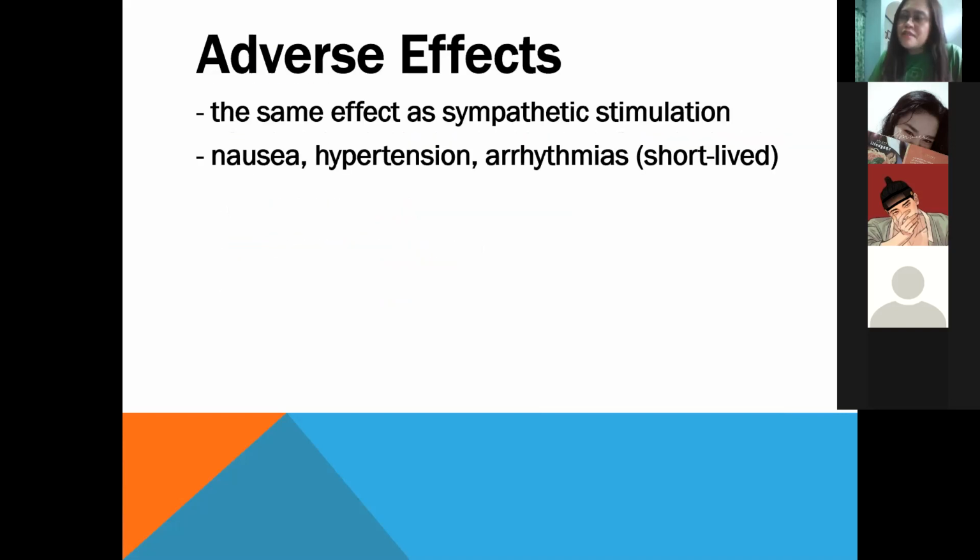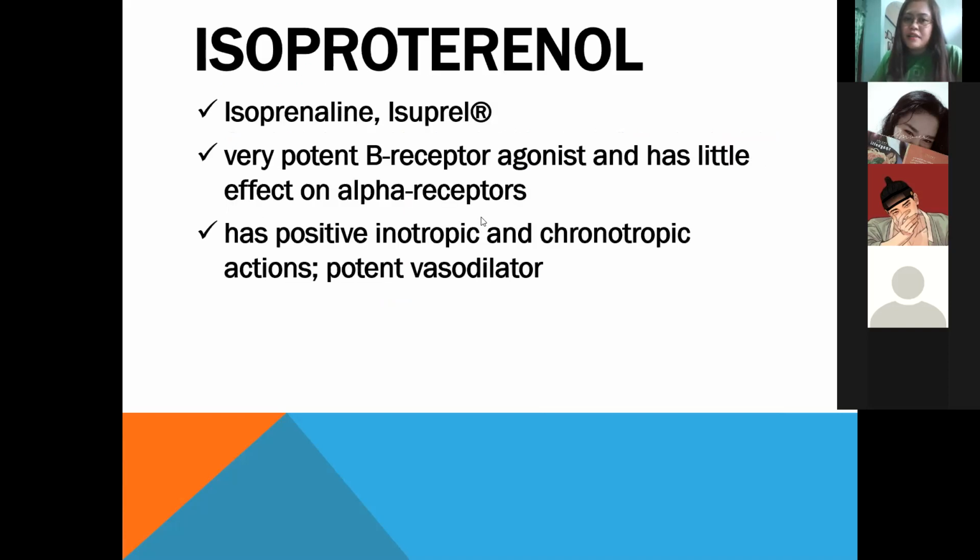Adverse effects similar to epinephrine and norepinephrine. So same effect with that of the stimulation sa sympathetic nervous system. And then we have nausea. There will be hypertension because of the vasoconstriction and arrhythmia na short-lived arrhythmia. Kanang kadali lang ang mukalit og irregular ang heartbeat. Okay? Question so far.